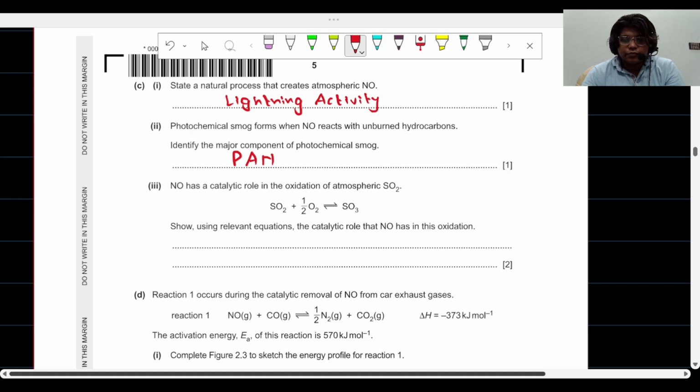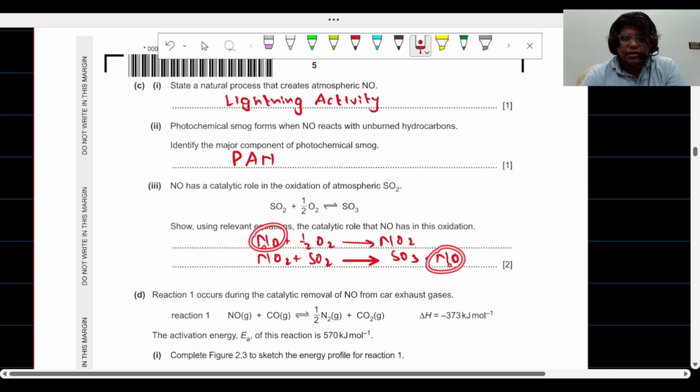So what will happen now? First, your NO will react with half a mole of O2 to make NO2, and then this NO2 will react with SO2 to give us SO3 and NO. So in the end, the nitrogen monoxide is reformed again. So this shows the catalytic role, right? All right.